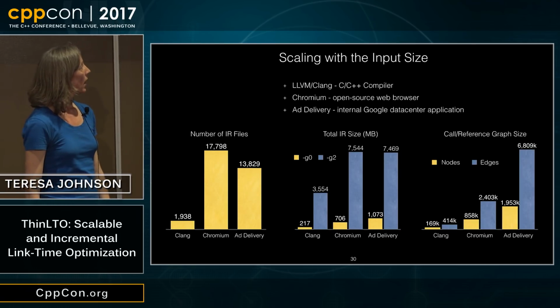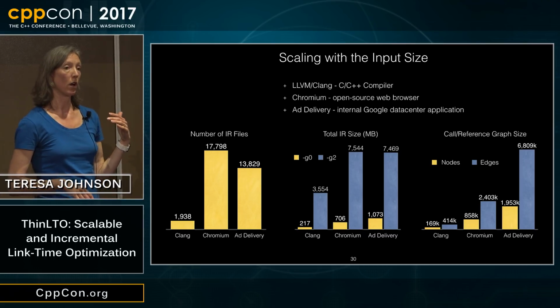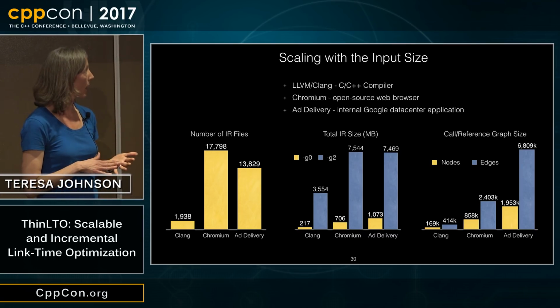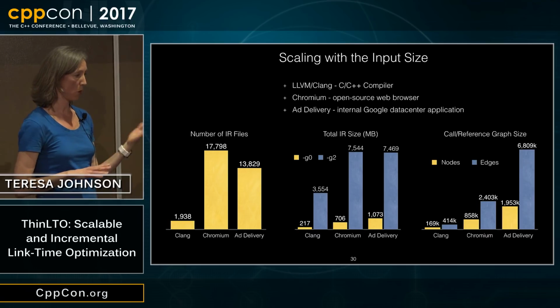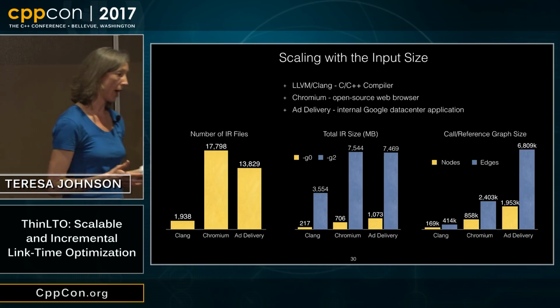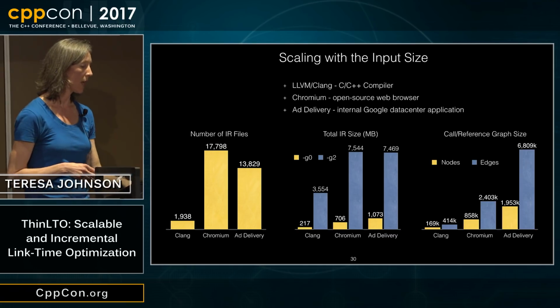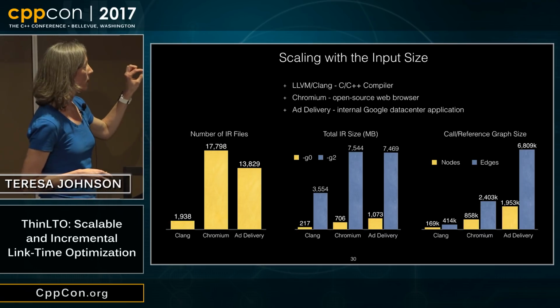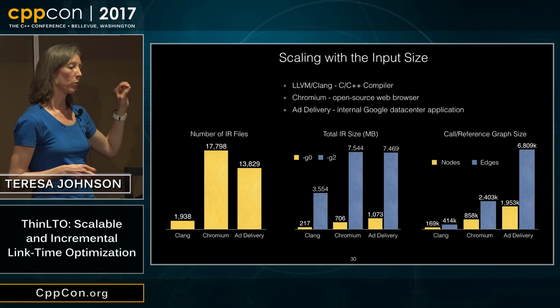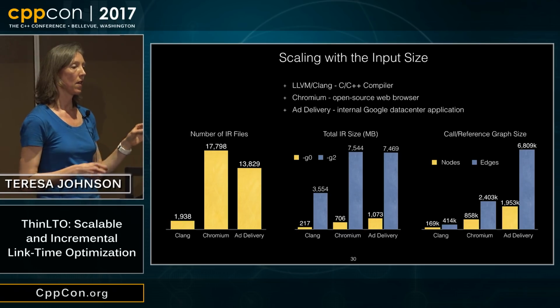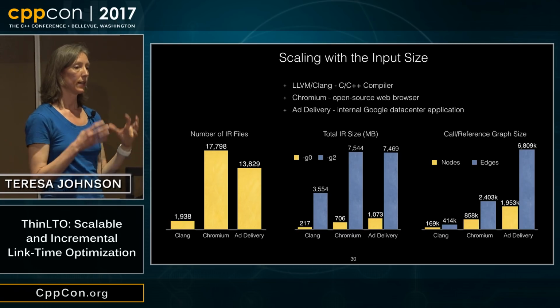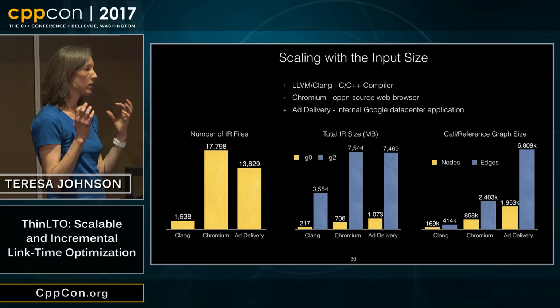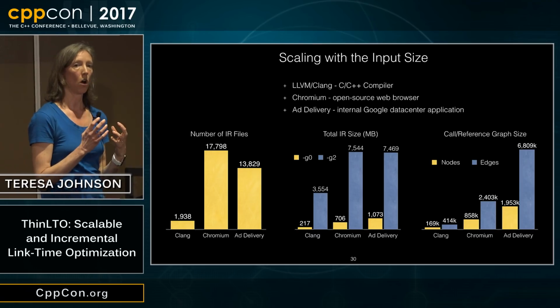And we looked at how these approaches performed for a few different applications. The first was Clang, the second was the Chromium open source browser, and the third was an internal application running in Google's data center called Ad Delivery. I'm showing some statistics for these applications, but the important thing to focus on, which determines how complex the interprocedural analysis is, is how large and dense the reference and call graph are.